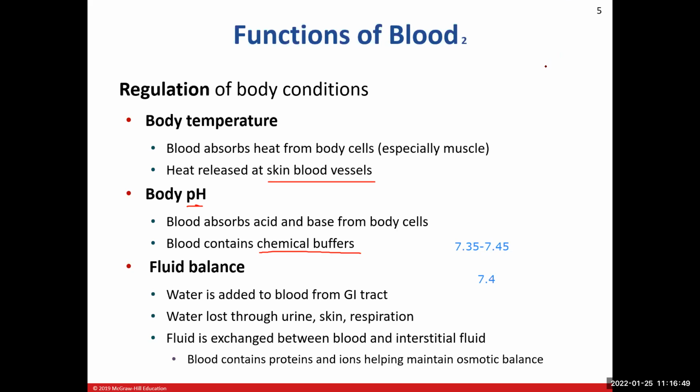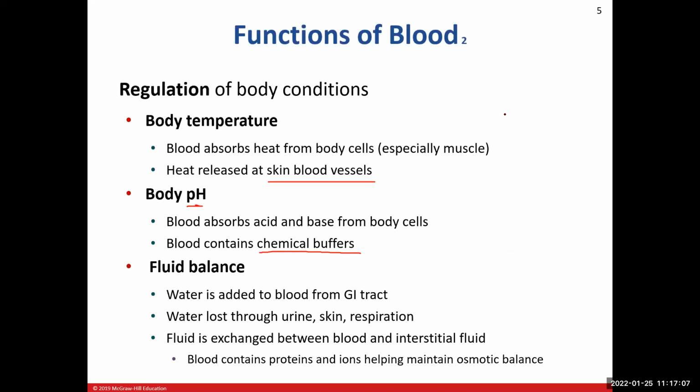You compromise the functions of proteins, you're going to have some issues going on there. All right, so keep that in mind. So it helps and plays a huge role in our chemical body pH.